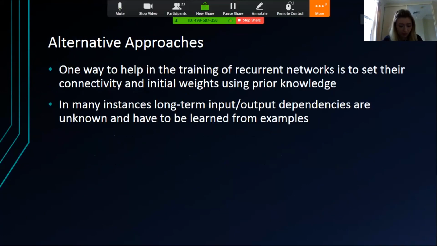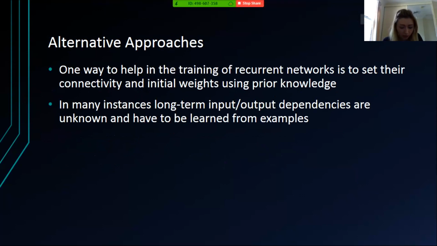So, alternative approaches. One way to help in training of recurrent networks is to set their connectivity and initial weights, including the constraints on weights, using prior knowledge. There are some other papers where this was accomplished. The recommendation is that if there is any prior knowledge given, it should be used because the learning problem is very difficult.